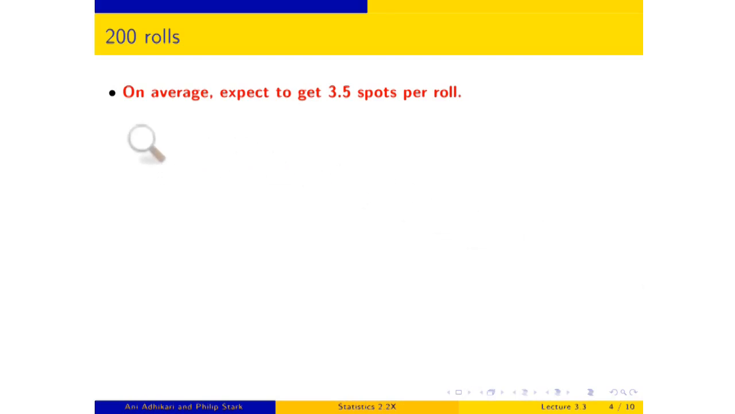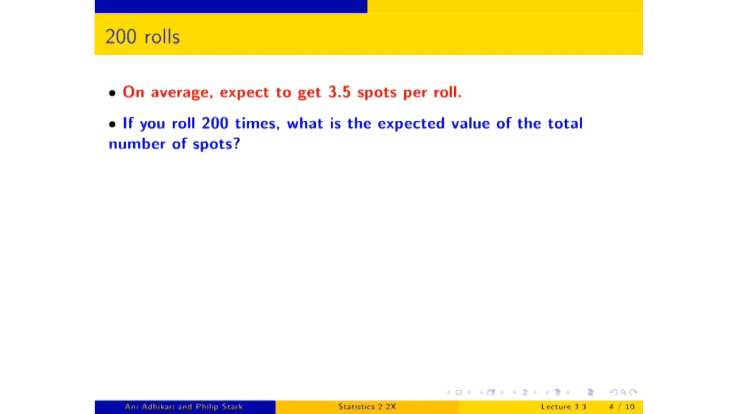So what we've said is that on average you expect to get about 3.5 spots per roll. So if you roll 200 times, what do you expect to get total? What is the total number of spots that you expect to get?